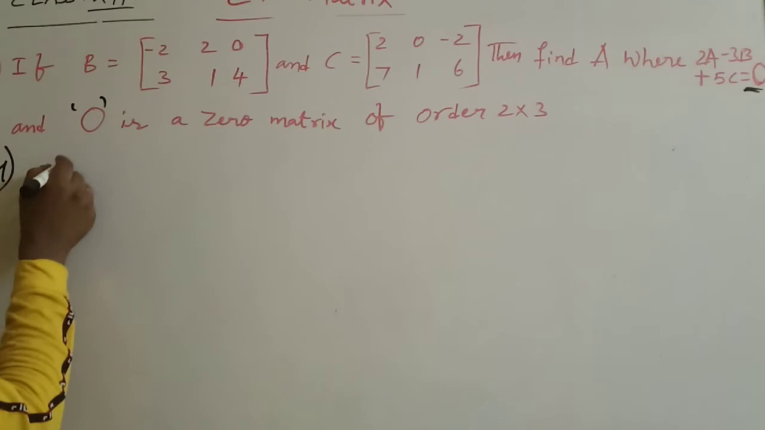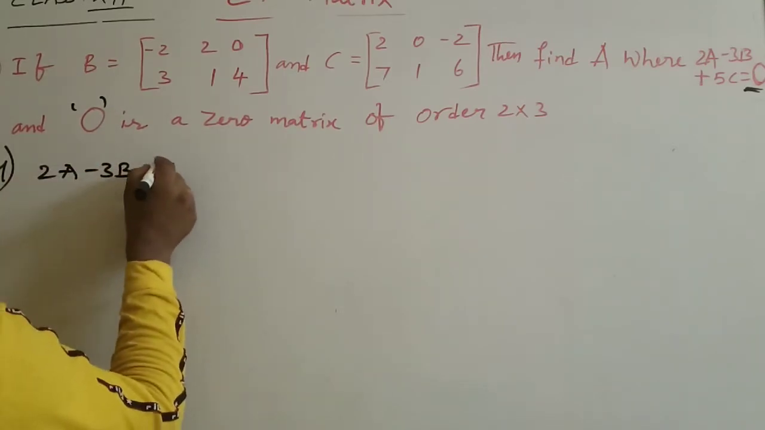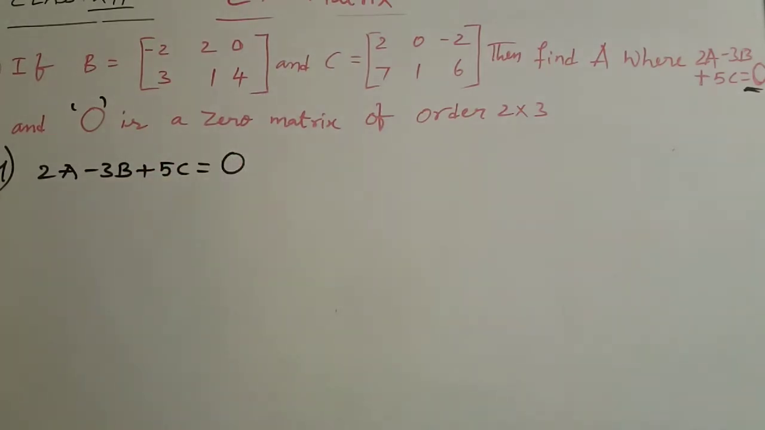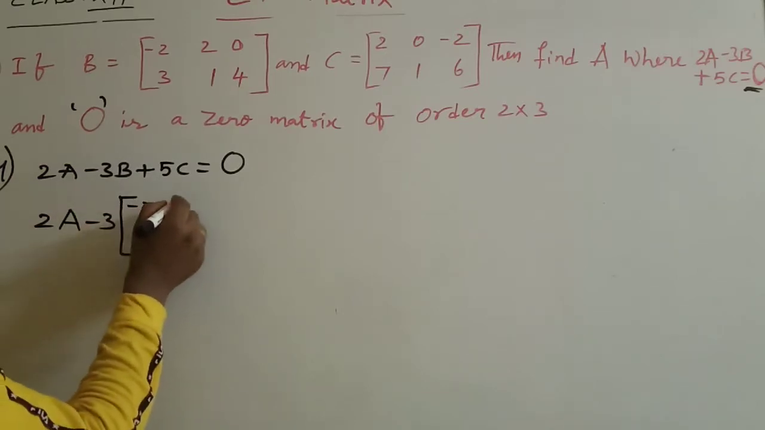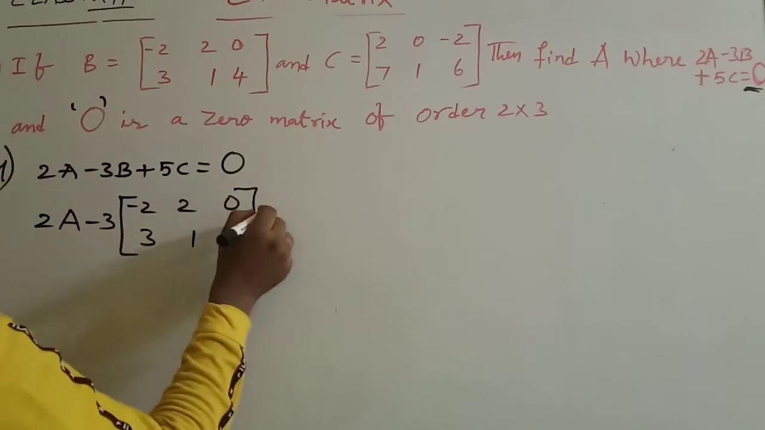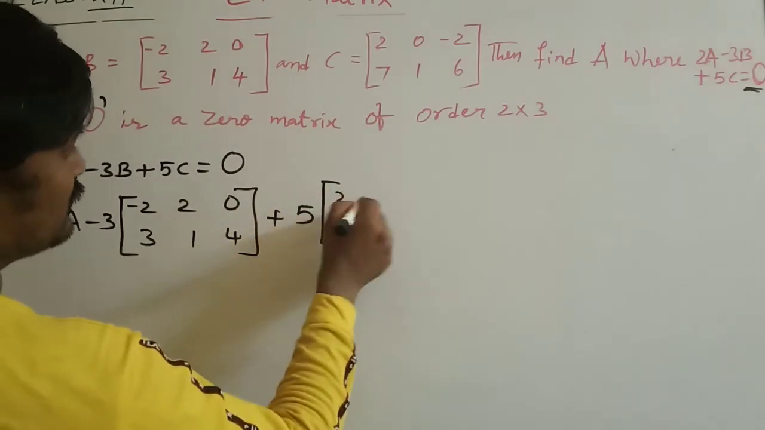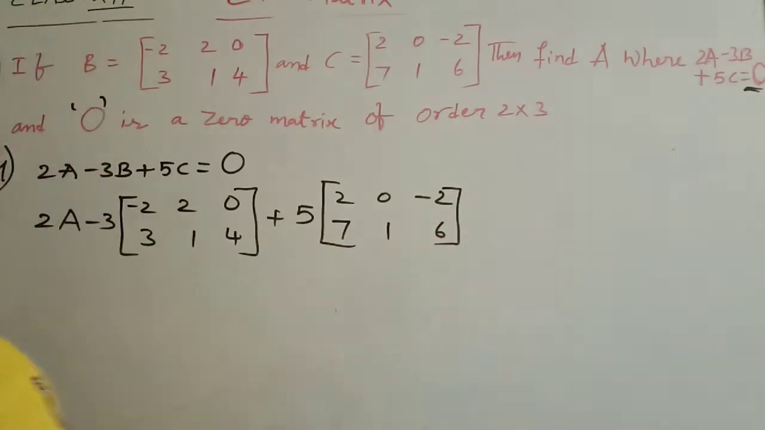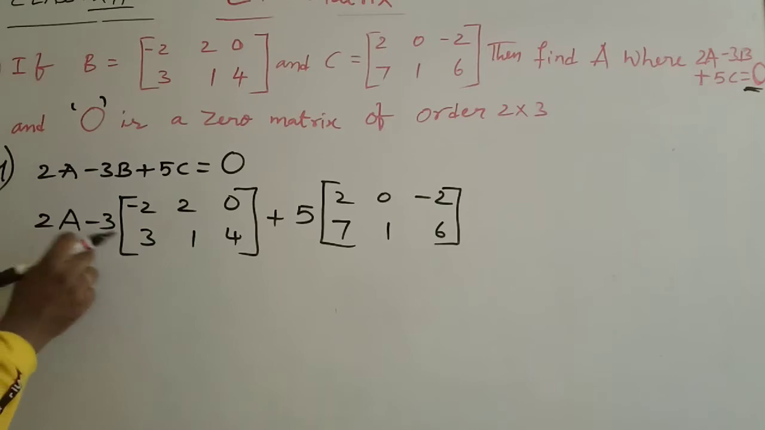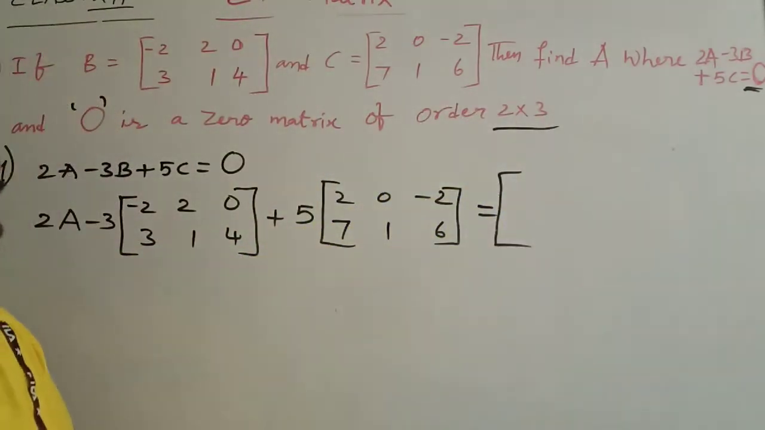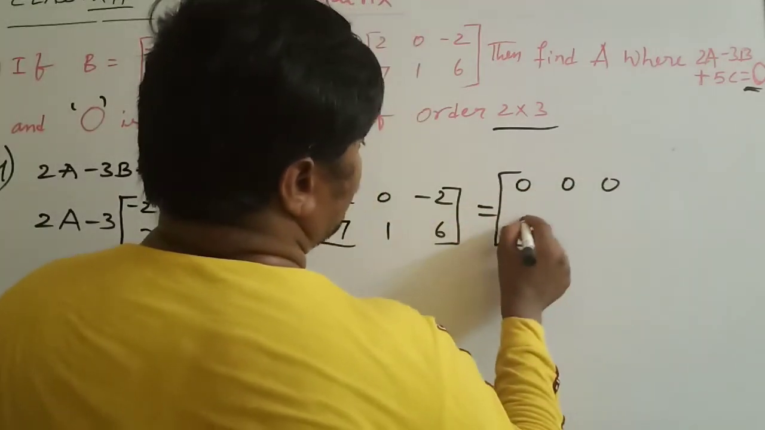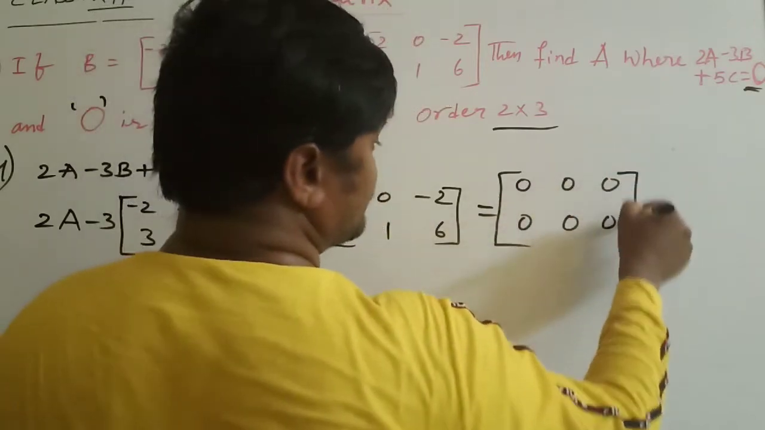Now for this solution, first 2A minus 3B plus 5C is equal to O. Now what do I do here? I don't know A, I want to find A. So except for A, all the remaining elements, just substitute here. 2A minus 3 into, what is B here? B is this: minus 2, 2, 0, 3, 1, 4, plus 5 C. C is what? 2, 0, minus 2, 7, 1, 6. O is nothing but, as I already said, the 0 matrix of order 2 by 3. So 2 rows, 3 columns.